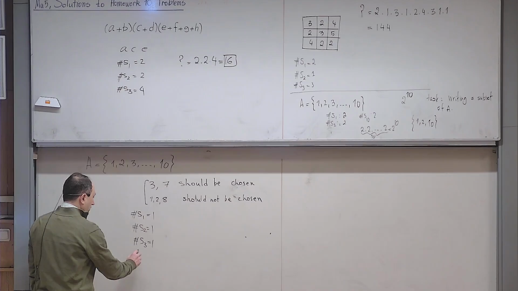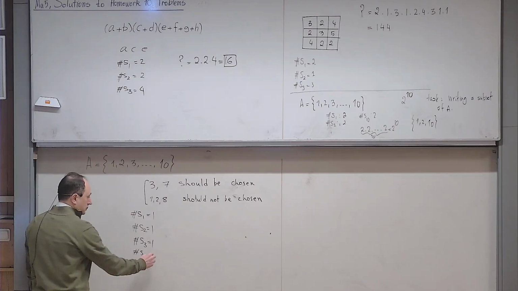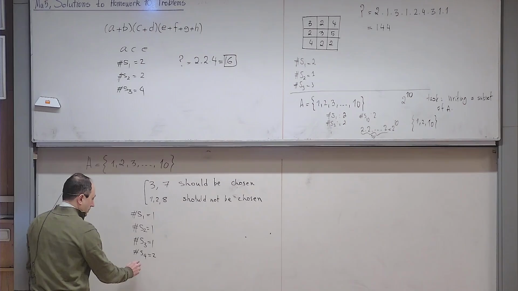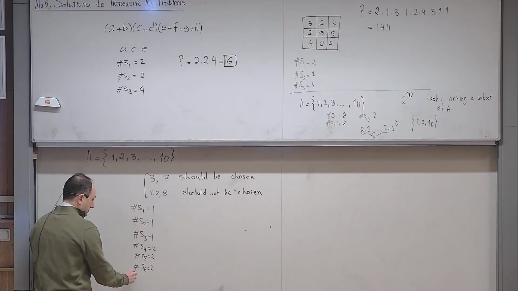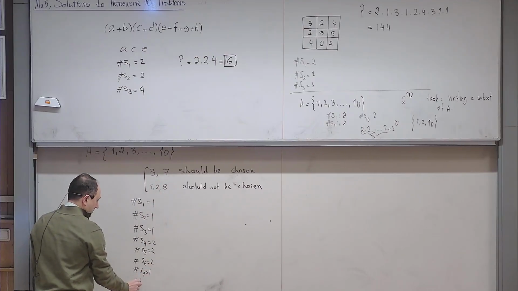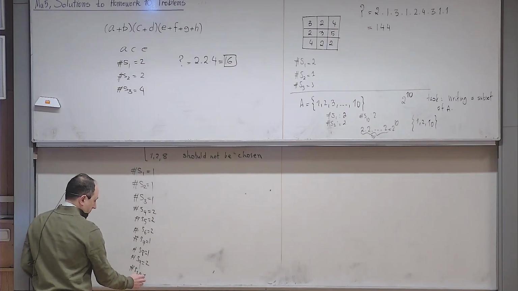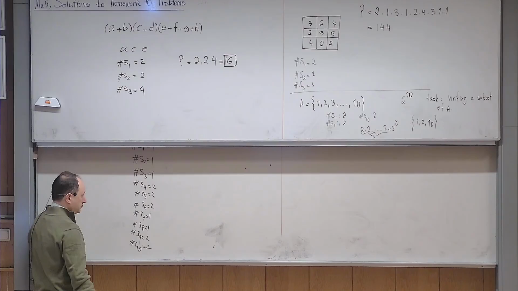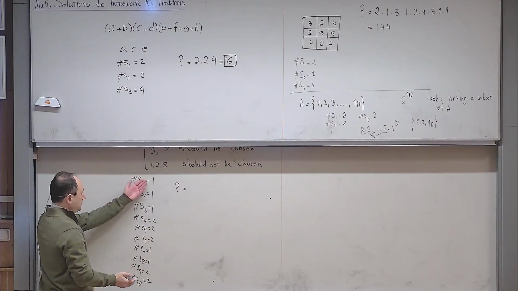So what is S4? Just tell me. 2. Because there is no constraint about number 4. S5? 2. S6? 2. S7? 1. Because I have to choose it. S8? I shouldn't choose it. Again, 1. S9? What is that? 2. And S10? What is that? It is also 2. Okay. So the answer to the question will be the multiplication of these numbers.